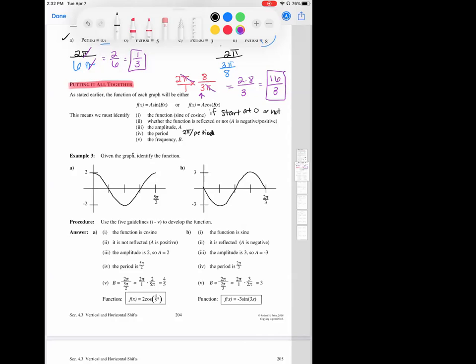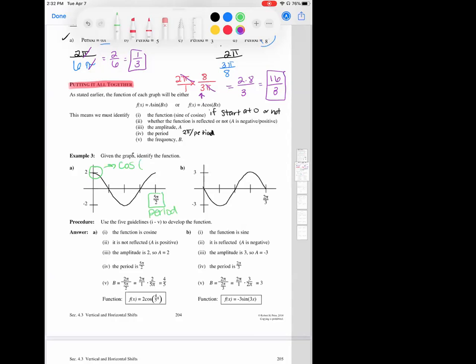Given the graph, identify the function. Okay, so all we know is where it starts. That's a very important feature. And I know the length of a period. Awesome. That's really all I need. So our first rule is to determine if it's a sine or cosine function. Remember, that's basically, does it start at 0 or not? And we see that it doesn't start at 0. Because it doesn't start at 0, we know by default, this is going to be cosine.